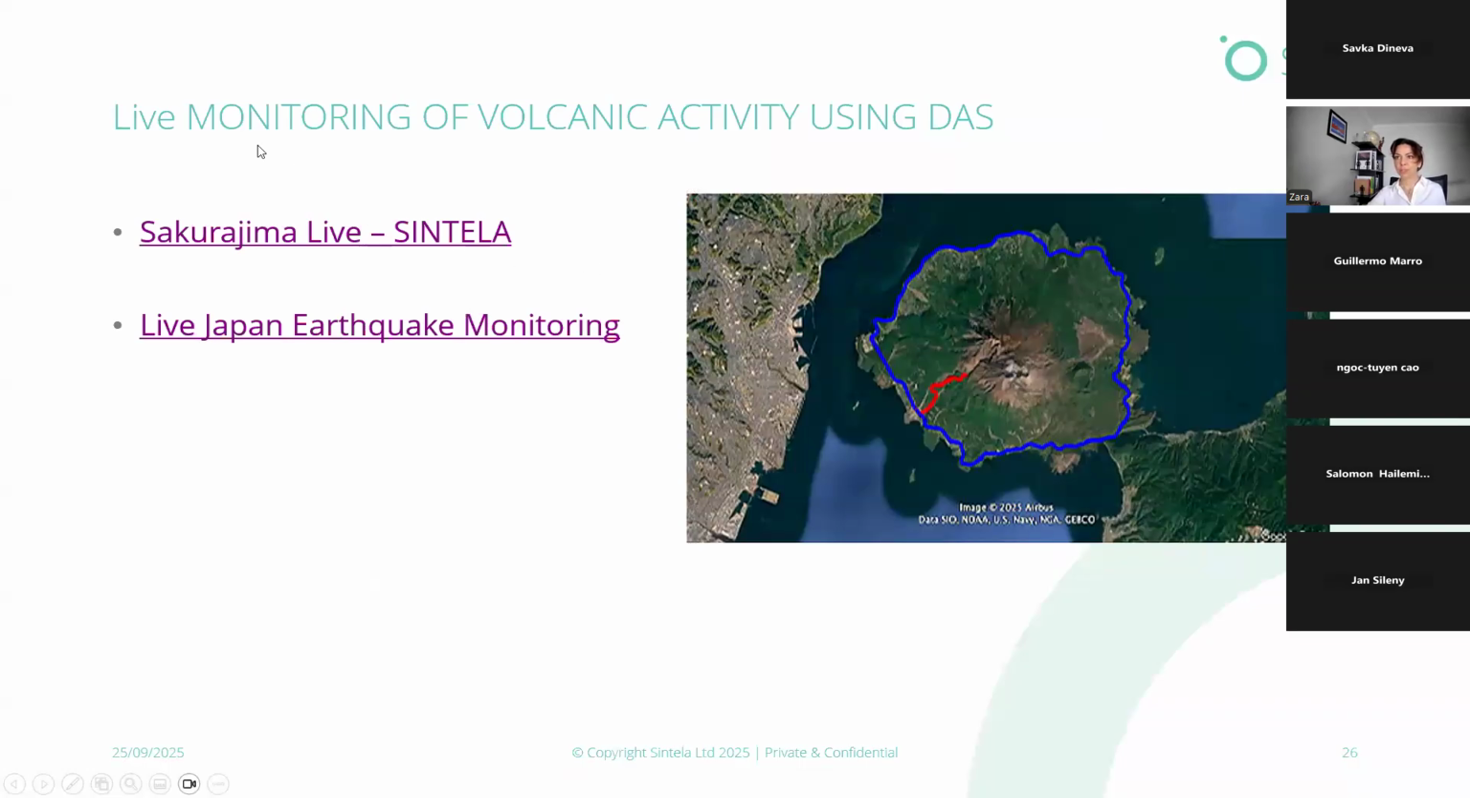If you're also interested, on the Sintela website there is a live demo, a live recording of this DAS at Sakurajima Island in Japan. It's a volcanic island, residential, so fiber is deployed all around the island and some inland fiber optic in red. There are also live cameras showing the volcano. You can see the waterfall in real time, and a number of seismic events have been recorded with that cable. So if you're interested, the links are here as well.